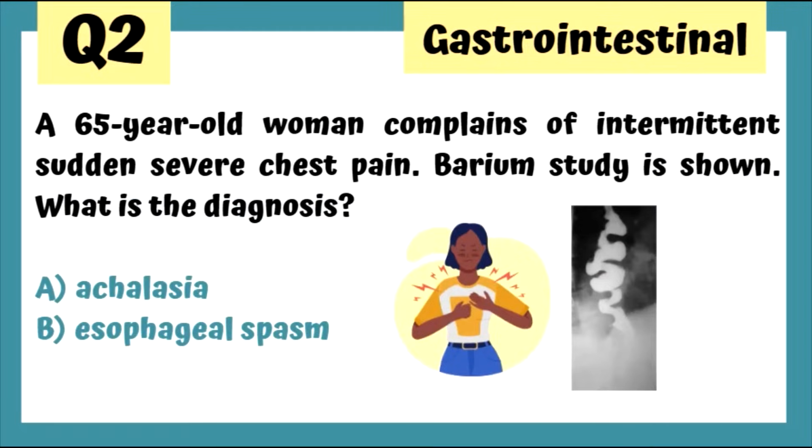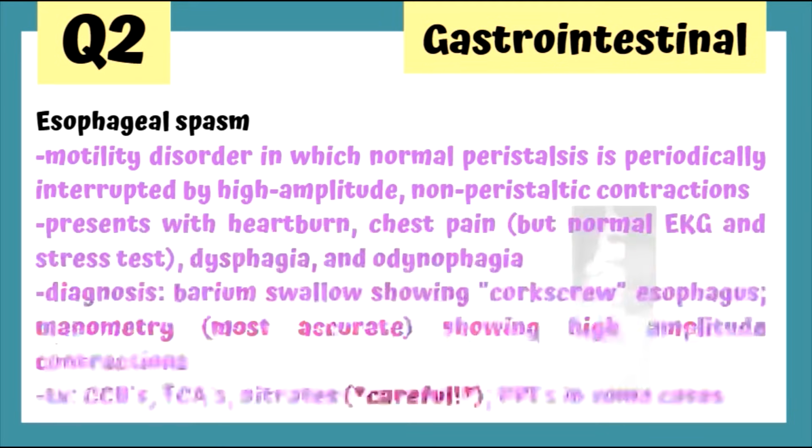A 65-year-old woman complains of intermittent sudden severe chest pain. Is this a cardiac issue? No, look at the barium swallow. It's shown, and it shows the corkscrew appearance. So where do we see the corkscrew appearance? In the esophageal spasm. That's where we see corkscrew appearance, not in achalasia.